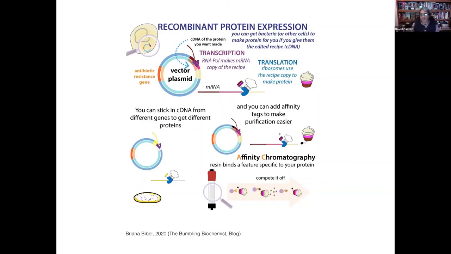So not only the vector, but also how the host system will require incorporating other types of, let's call it in a colloquial way, ingredients, in order to thrive in that little environment. So going back to what is the main system that normally everybody uses: affinity chromatography.